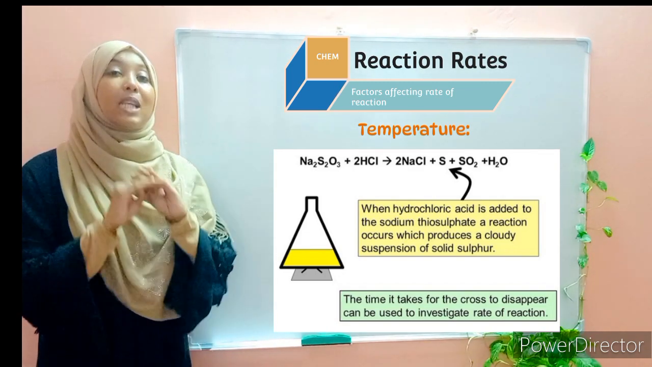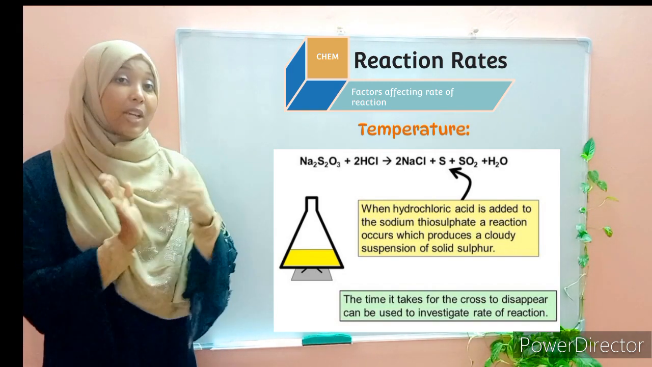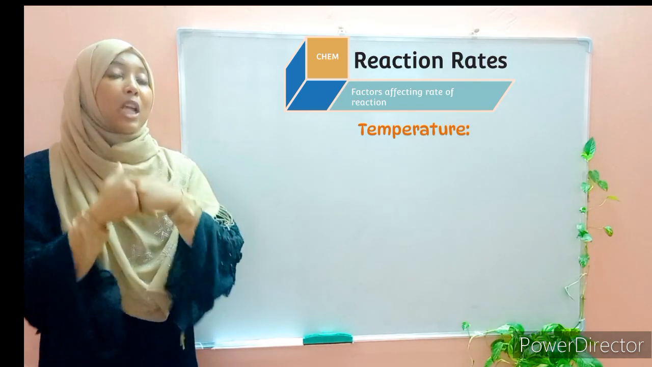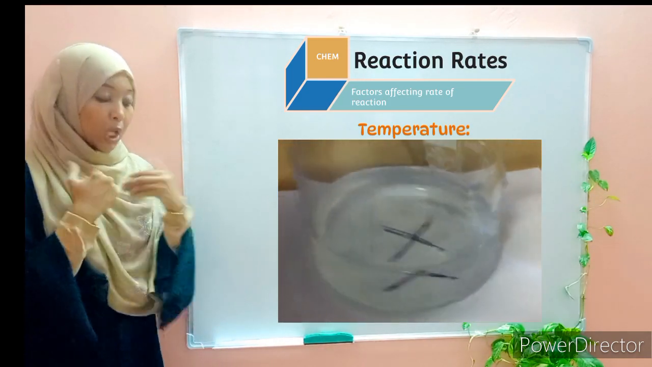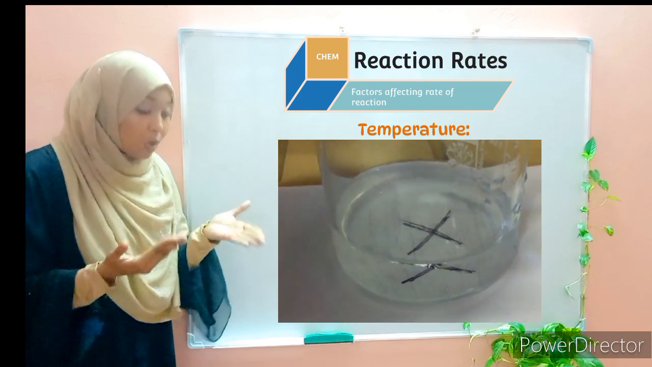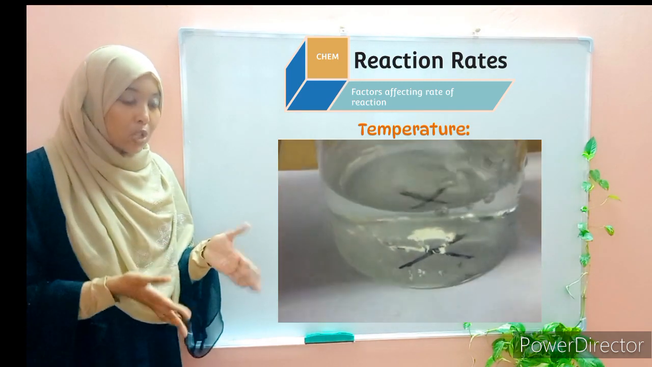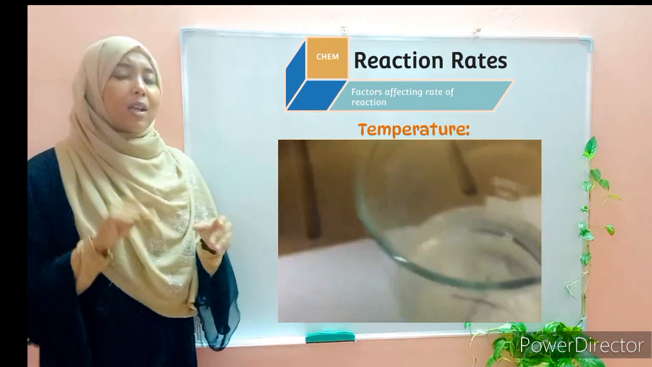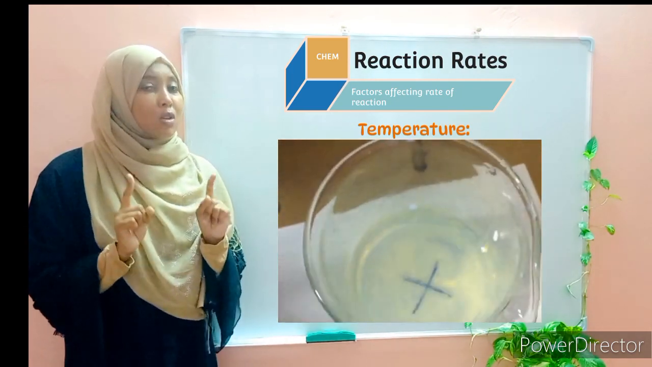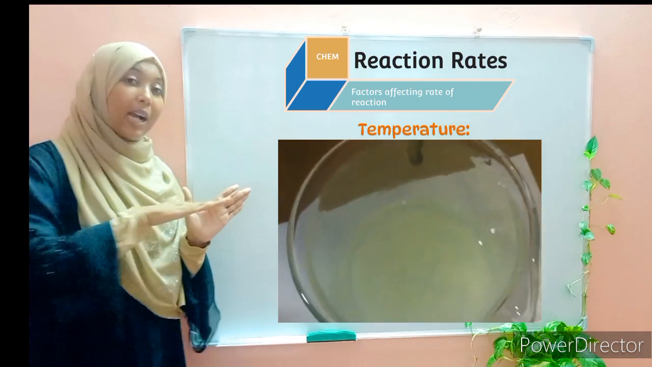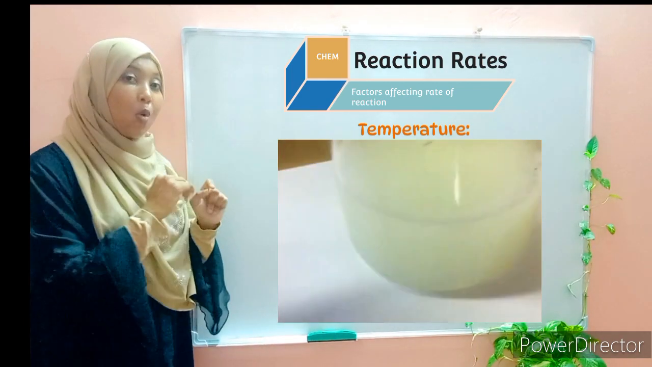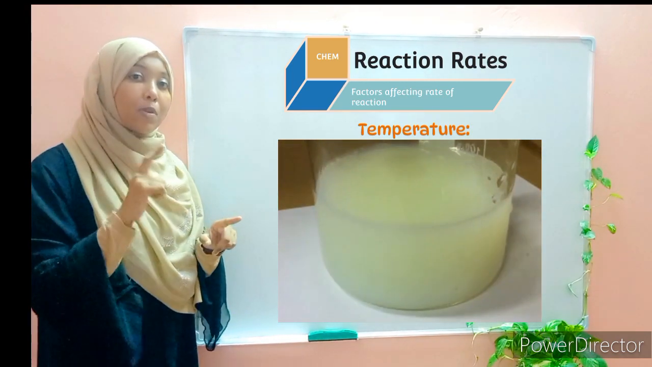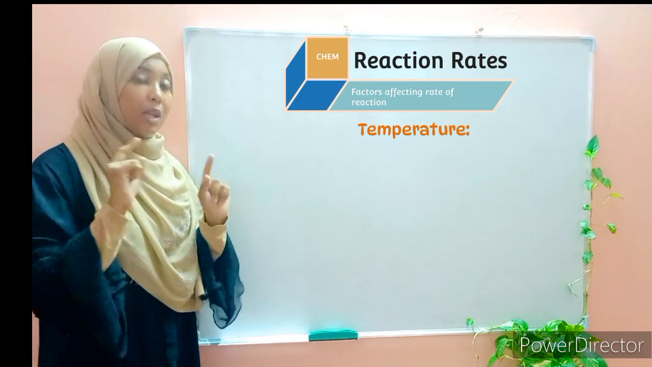Now, sulfur forms a yellow precipitate. Remember, sulfur is yellow in color and insoluble. So a precipitate is formed that is yellow in color. Now, you're supposed to look through the beaker, through the solutions, to see the cross. So you're supposed to note the time it takes for the cross to become invisible. Now, if you're wondering why the cross will be invisible, remember, we are forming a yellow precipitate of sulfur, which will make it impossible at a point for you to see the cross. So you note the time it takes for the cross to be invisible.